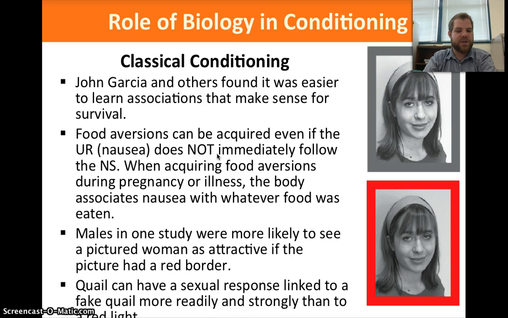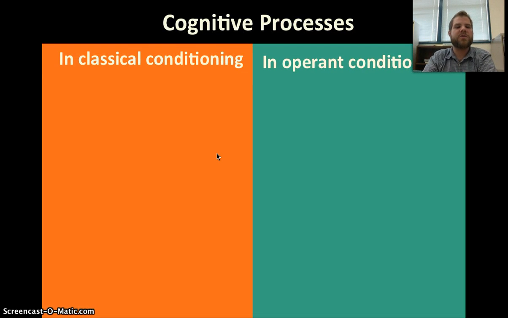So a quail can have a sexual response linked to a fake quail more readily and strongly than to a red light. So there are these biological factors that are going on below the level of our consciousness that we're not aware of, but yet nonetheless they're affecting how we learn and how we adapt our behavior. So let's look at how cognitive processes play out in both of these.